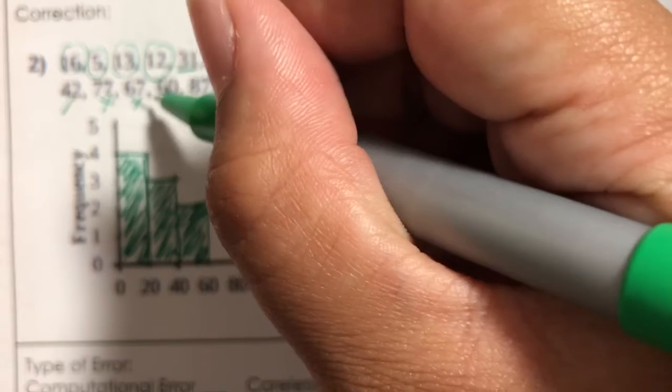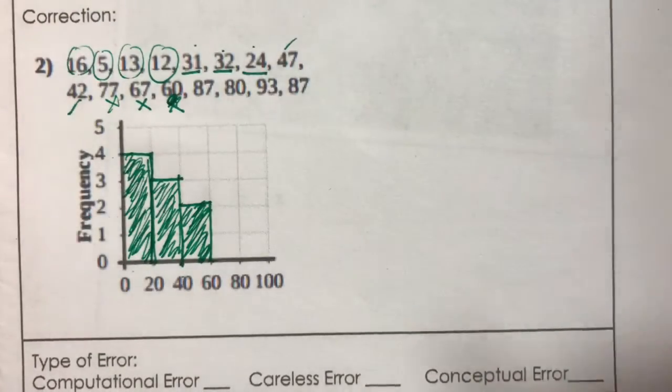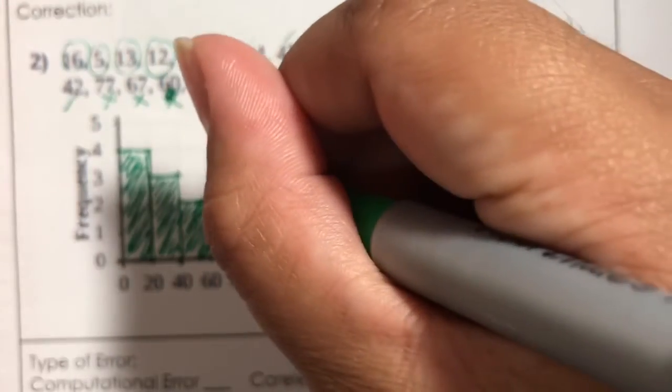Okay, now the numbers from 60 to 80. So now we can include 60, 67, and 77. So how many numbers fall in between those increments? Looks like there are 3. So let's move our bar up to 3.